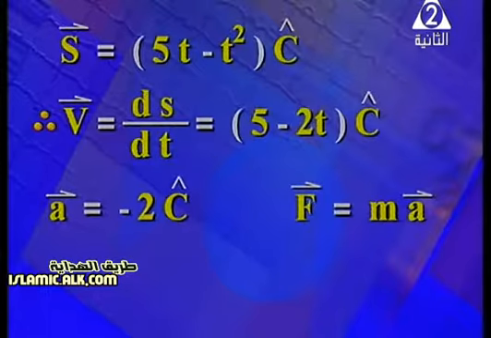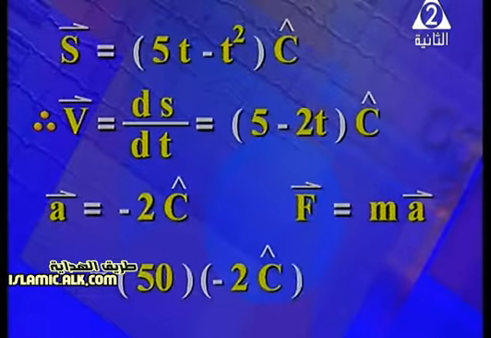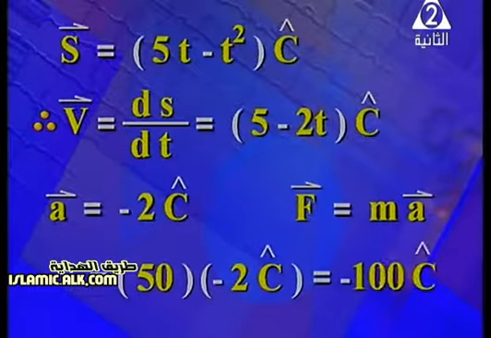Know that the force equals ma, where m is mass and a is acceleration. By using F equals 50 times negative 2c, it equals negative 100c. This is the force which we need. It equals 50 times negative 2, equal to negative 100 c vector.